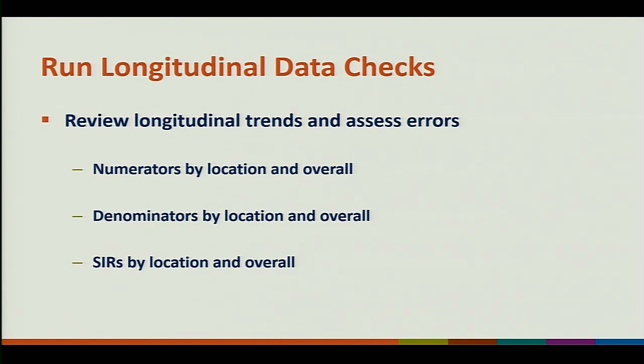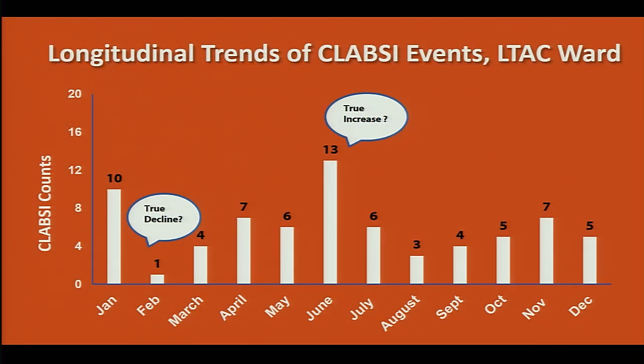Another feature of the analysis reports in NHSN is the ability to generate line lists and run charts for analysis and to assess patterns of errors. Longitudinal data can be run for numerators, denominators, and SIRs by location and overall, and Scott touched on some of these reports that you can run in his presentation.